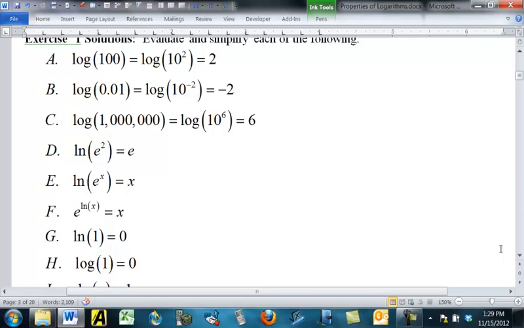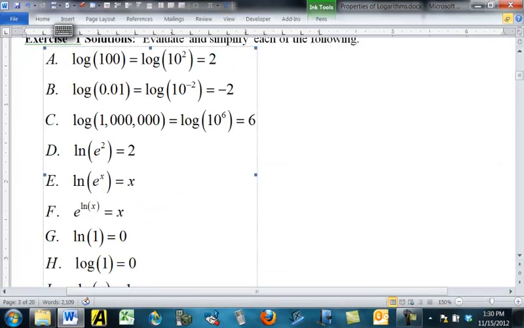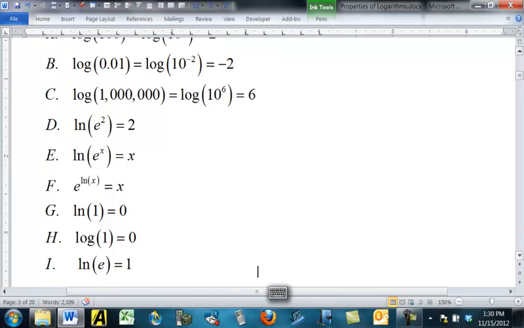So ln of e squared is log base e of e squared, so that's just 2. And ln of e to the x is x. e to the power ln of x is x. ln of 1 is 0 because that's e to what power is 1? And the answer is e to the 0 is 1, so the answer to this is 0. Log of 1 is 0. In fact, log base anything of 1 will be 0. And finally, ln of e is 1. It's the power here on the inside, which is just 1.